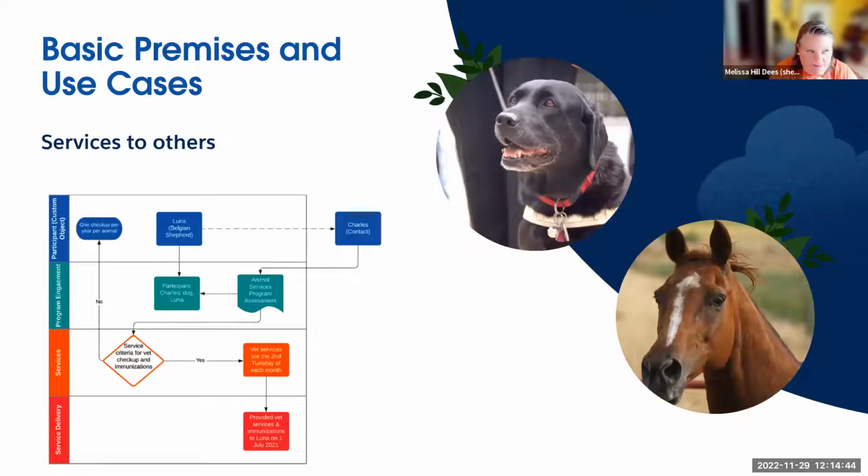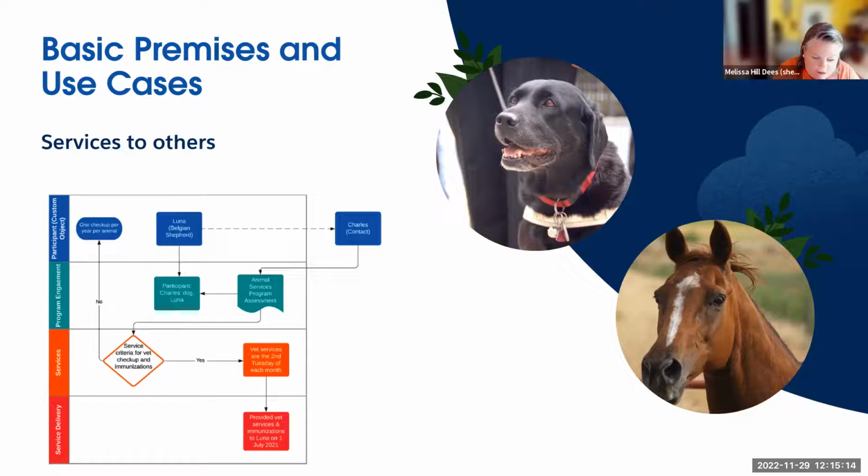Another use case, so services to others, right? So the doggy and the horse, I don't know if you've ever been involved with organizations that say train dogs for companionship for older folks, right? How do you track the training that the human and the dog both receive, right? Or if volunteers are training dogs to be associated with specific clients in your system.